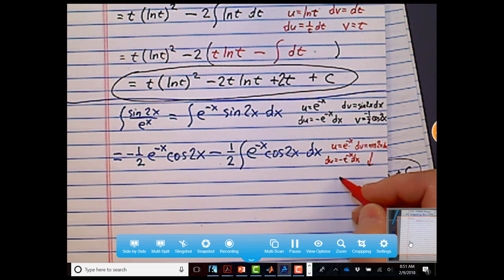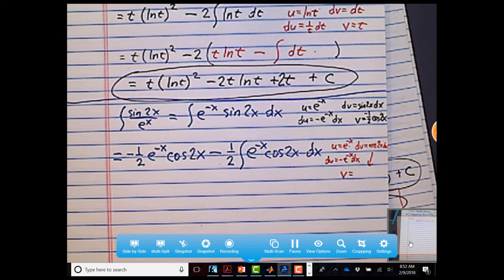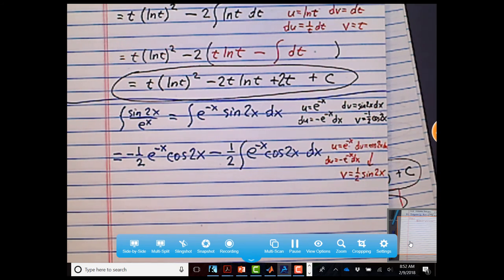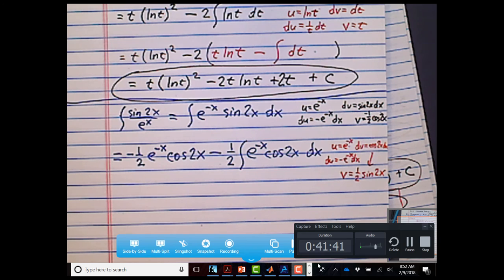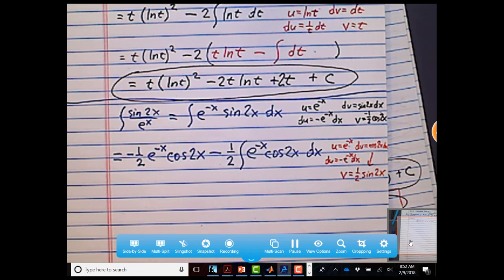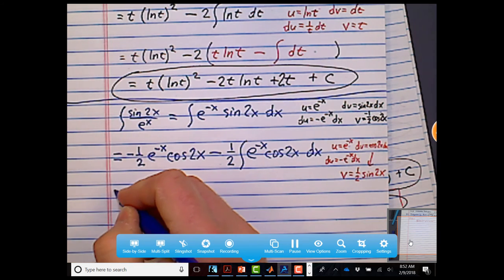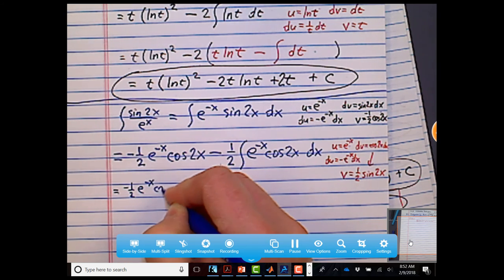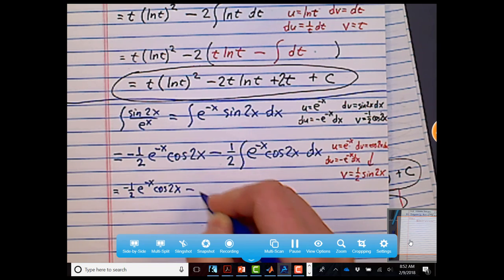I'm running out of room. I'm going to write v down here. V would be, okay, what happens when you integrate cosine of 2x dx? 1/2 sine of 2x. So let's see what happens. We get equals negative 1/2 e to the negative x cosine of 2x minus 1/2.